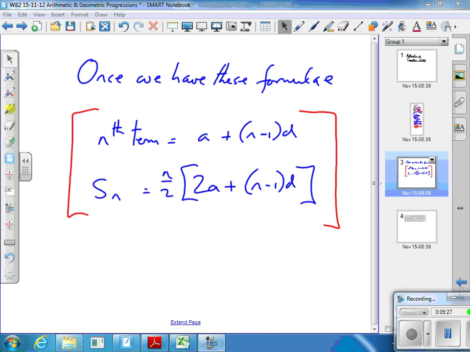So if I know what the nth term is, for example, if I'm given the value for the nth term, and I know what the first term is, I could find out what the common difference was. What is this increment that's being given?